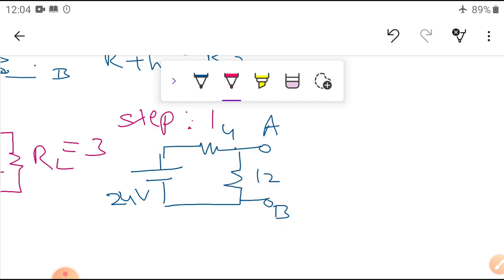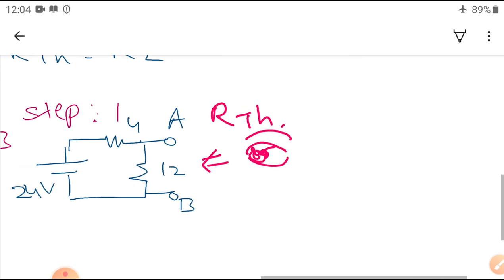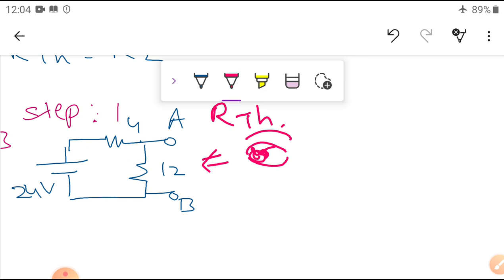That is equal; we are going to find R Thevenin's value, first step. Now we can see from this one, so we are going to see what is the value here. You can see from here. So what happens for this purpose? Simply, whatever the circuit, a voltage source without any internal resistance, simply short it.